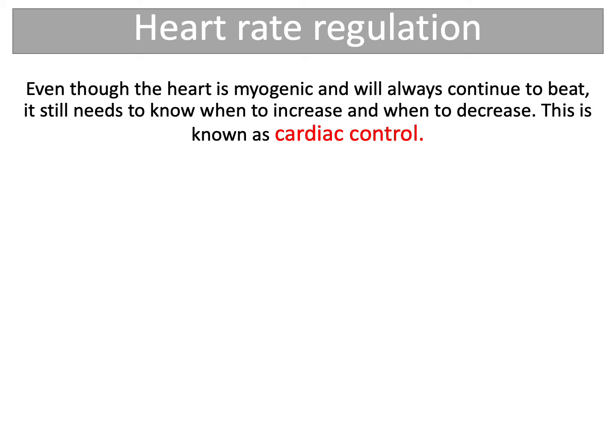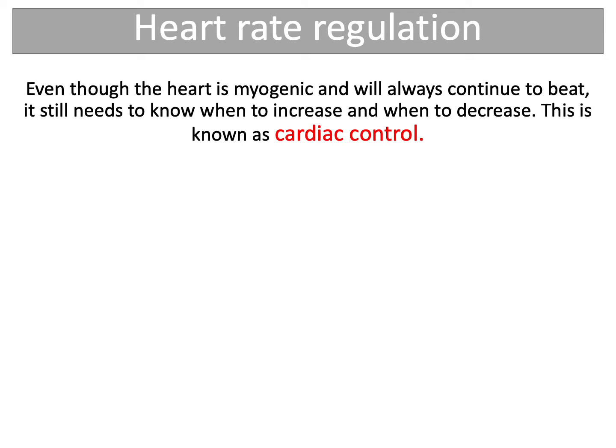So, heart rate regulation. Even though the heart is myogenic, and will always keep beating, as we've looked at already, we do have a change that we can make in the heart to increase or decrease it using our ANS, our autonomic nervous system. During this time of the ANS, we can raise the heart rate or we can reduce the heart rate by thinking about it using our brain.